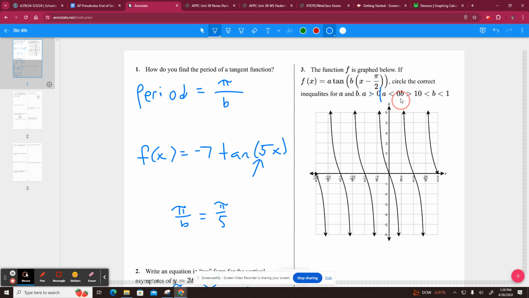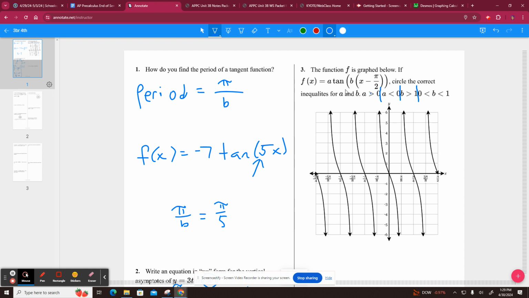Question 3 is drawn a little bit funky. These should be separated right here. When I go to Delta Math and create these, it has them in separate lines, but for some reason when I go to print them, it always does this. So you can separate them there. That's a is greater than 0, a is less than 0, b is greater than 1, and then b is between 0 and 1.